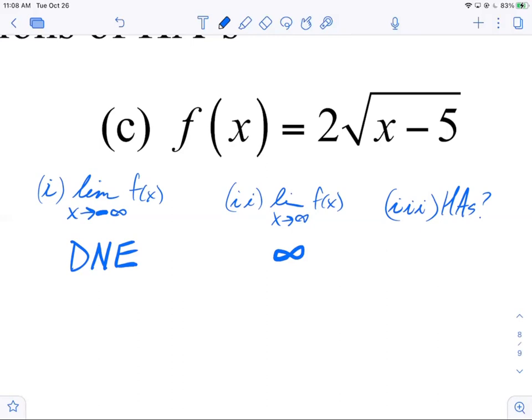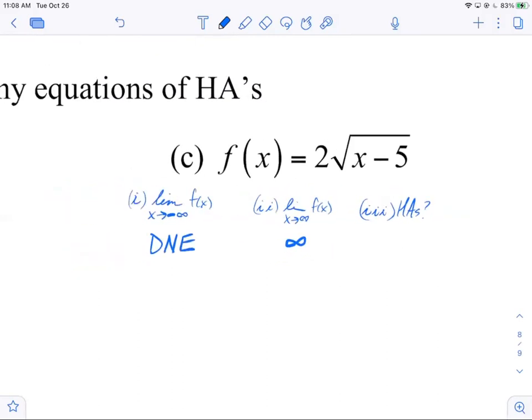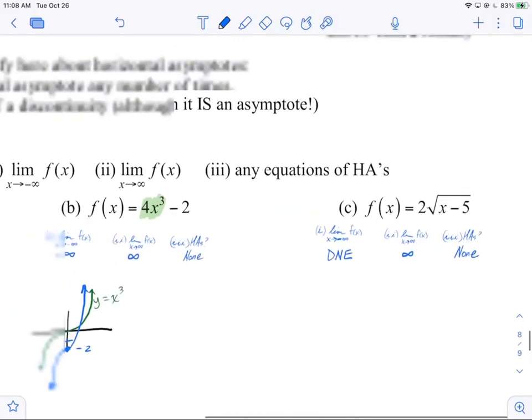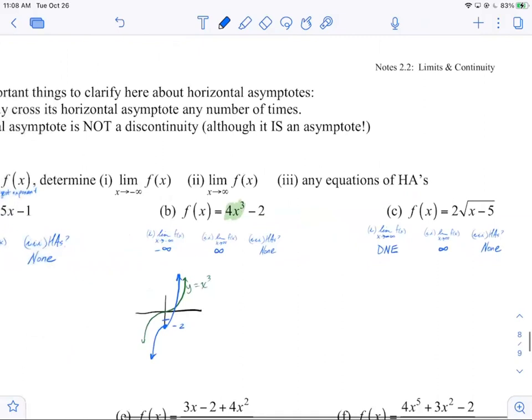Limits can fail to exist for a lot of different reasons. Okay, now are either one of those finite? No. So horizontal asymptotes? None. So there's 3 in a row without any horizontal asymptotes. I guess we can conclude that no other graphs in the whole world have horizontal asymptotes, I guess.